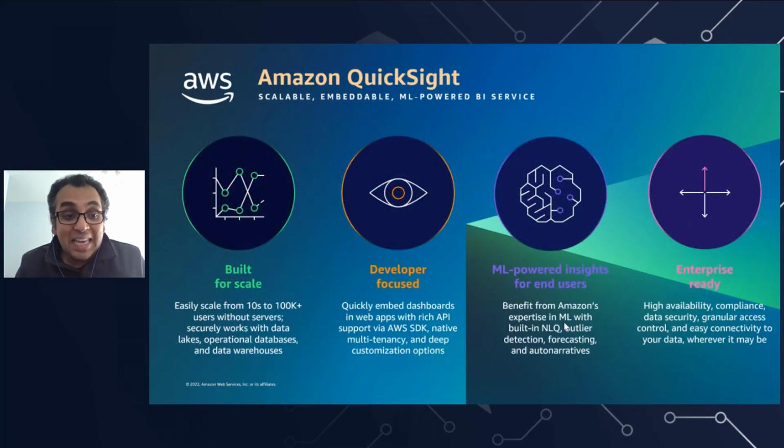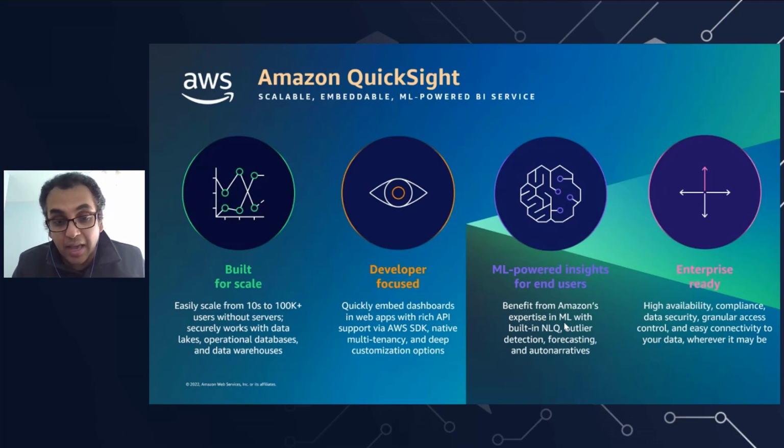Amazon QuickSight is a scalable, embeddable, ML-powered BI service. It is built for scale. What that means is it is serverless and cloud native. You don't have to worry about any server deployments or infrastructure deployments. And it is built for scale. As your user base increases from tens to hundreds to thousands and on, Amazon QuickSight automatically scales for you without you worrying about any infrastructure.